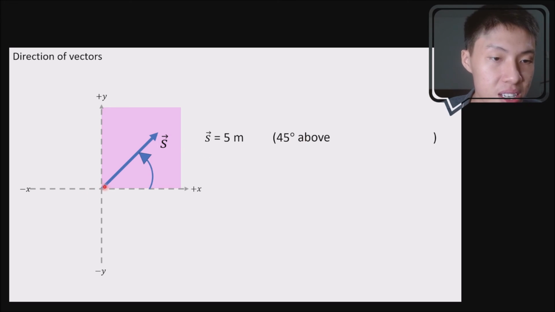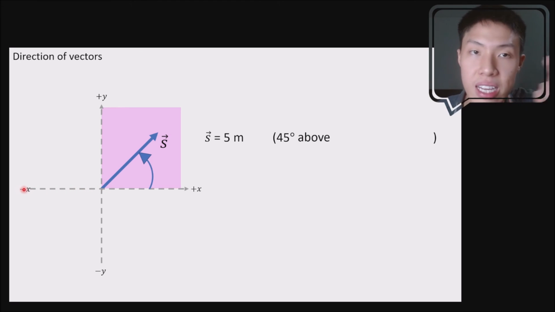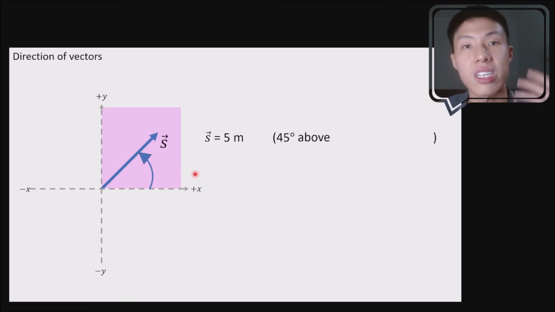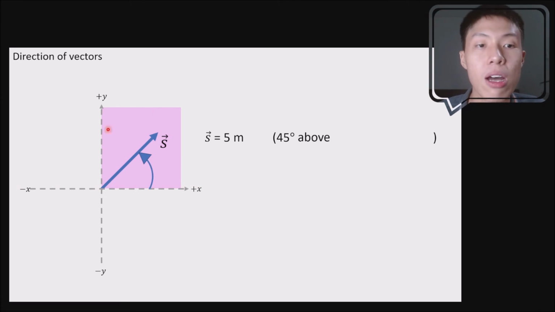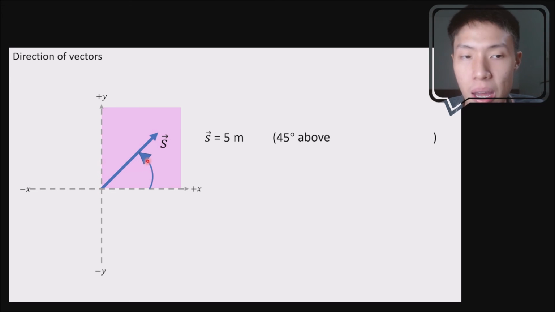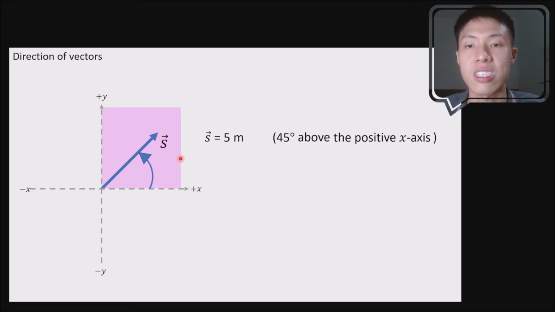As you can see here, this part from the origin to the left is the negative x-axis, whereas from the origin to the right, that's the positive x-axis. And our pink region here happens to be at the positive side of the x-axis. Therefore, we can complete the sentence by saying that it's above the positive x-axis.